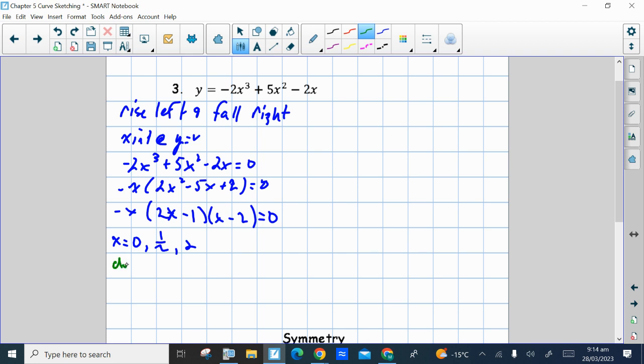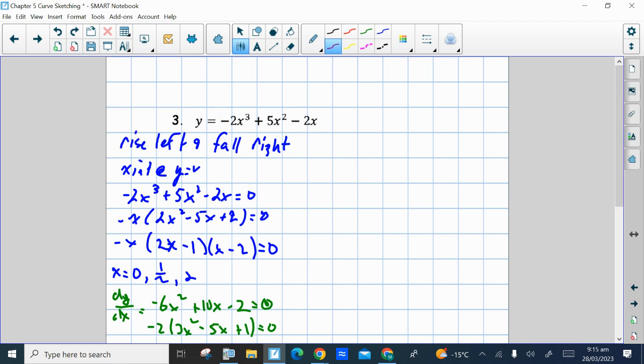Our derivative, dy by dx, will be negative 6x squared plus 10x minus 2. And our critical numbers again are where that equals 0. We can take out a common factor of negative 2, which gives us positive 3x squared minus 5x plus 1. Now that quadratic cannot be factored further, so to see where the x-intercepts are from that, again, we would need to use the quadratic formula.